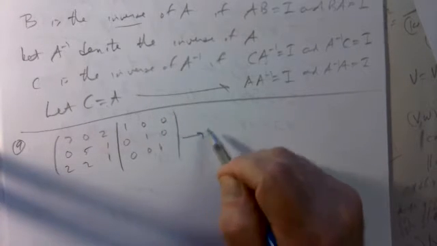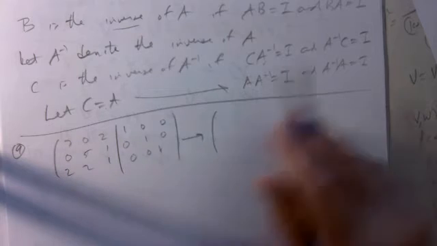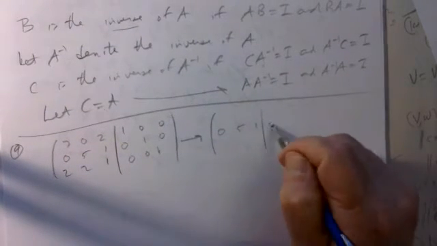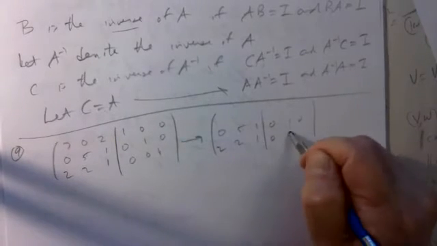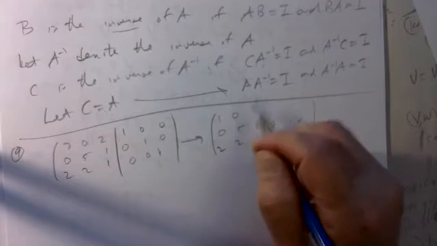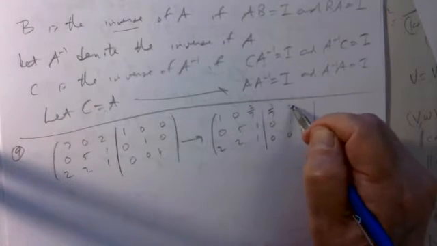So I could, for example, I want a 1 here, so I could divide the first row by 7. I'm not changing the second row or the third row at this time. I'm just dividing this row by 7. I get 1, 0, 2 over 7, 1 over 7, 0, 0.